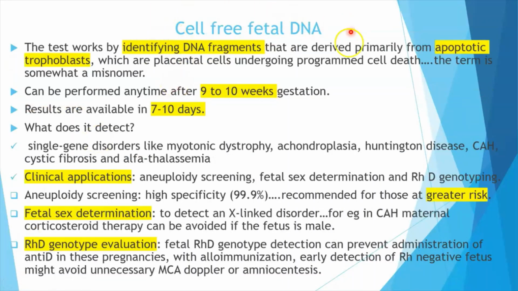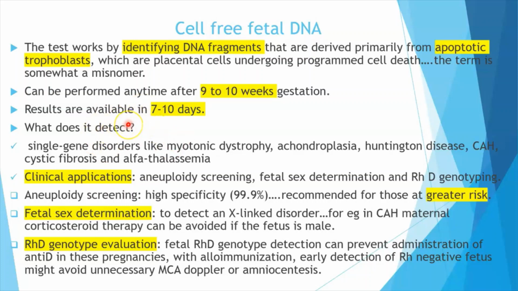Now friends, what is cell-free fetal DNA? This test works by identifying DNA fragments that are derived primarily from apoptotic trophoblasts, which are placental cells undergoing programmed cell death. So the term fetal DNA is somewhat of a misnomer. It can be performed anytime after 9 to 10 weeks gestation. Results are available in 7 to 10 days.